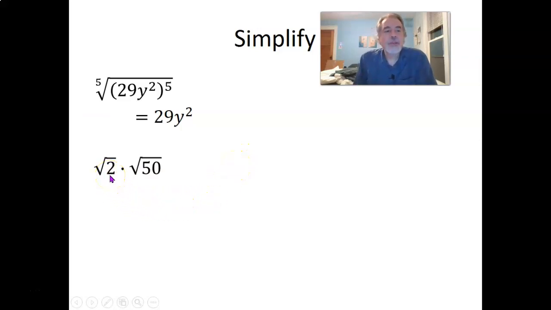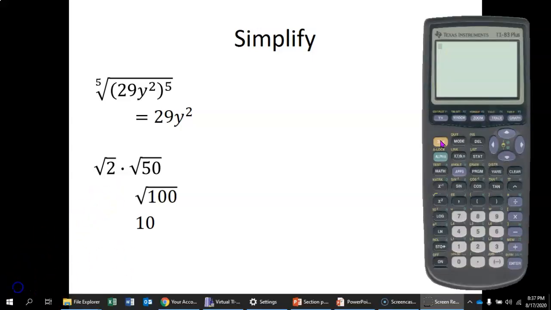Okay, what's the square root of 2 times the square root of 50? Well, that would be equal to the square root of 2 times 50, that is the square root of 100, and that would be 10. Now, the square root of 2 by itself is 1.4142 and so on. The square root of 50 by itself is 7.07 something, and you might not guess this from just looking at those two numbers, but when you multiply them together, you do end up with just plain 10.